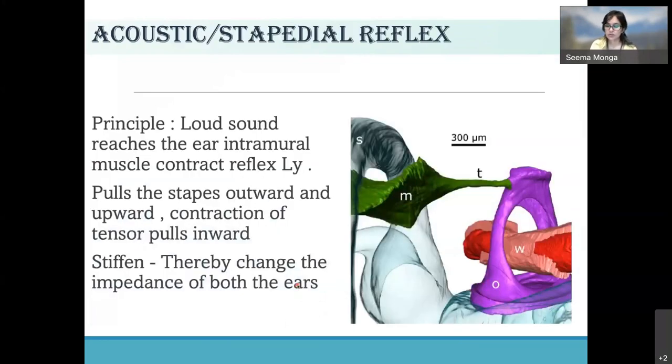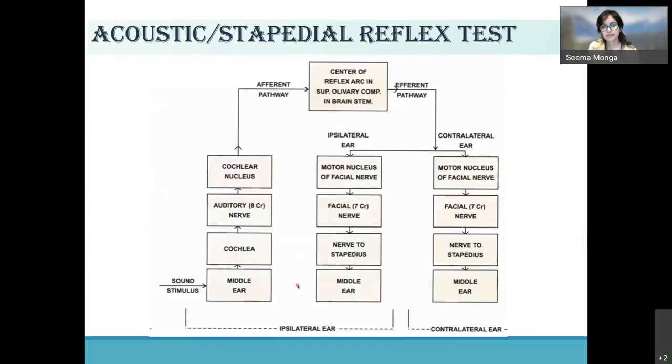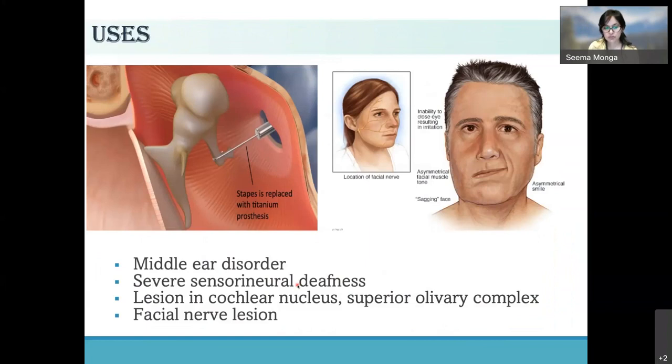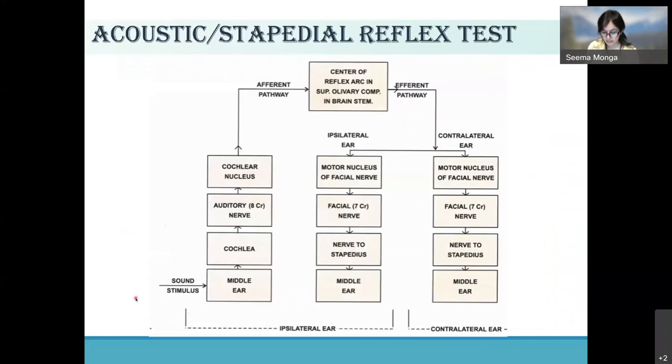This is a stapedial reflex. What is the function? We all know when a loud sound is given, what will happen? Because of the intra-aural muscles, stapedius and tensor tympani, the tympanic membrane will become stiff. That is the principle. This is the pathway of the acoustic reflex. The important part to remember is we gave sound to one ear, but both sides' stapedial reflex will be stimulated.